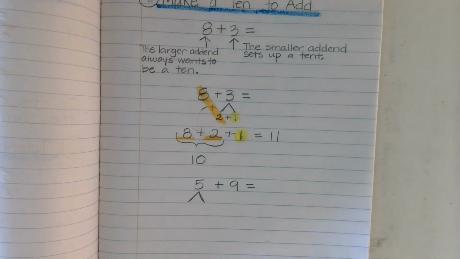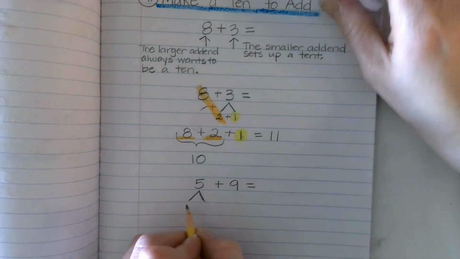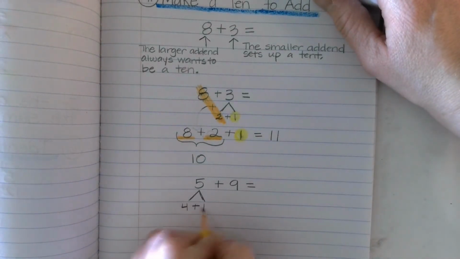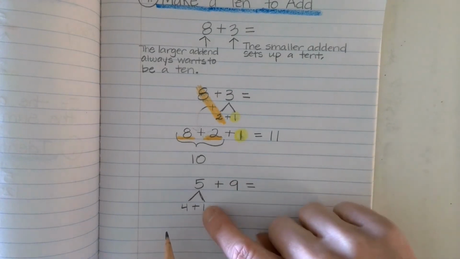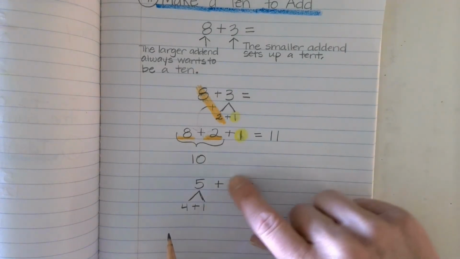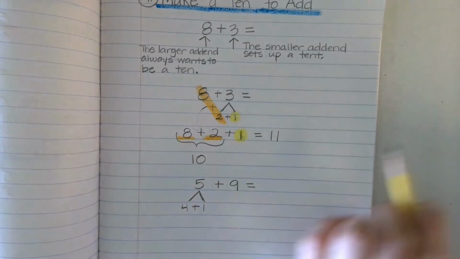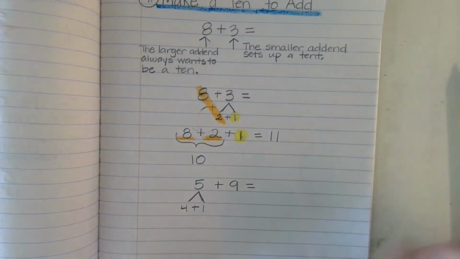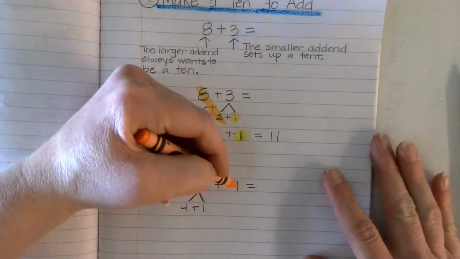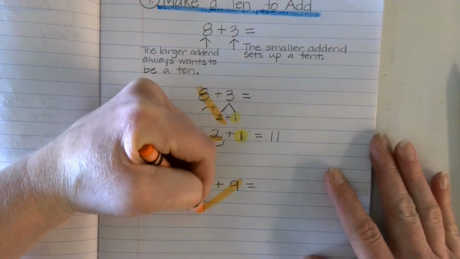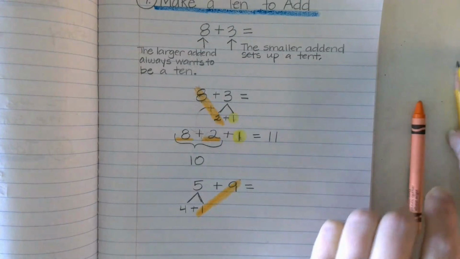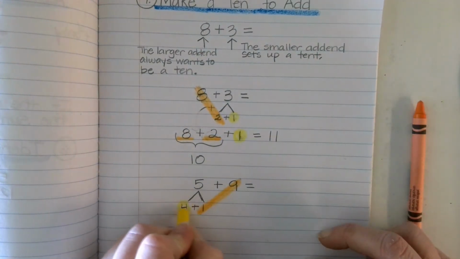4 plus 1. Good. We're going to do 4 plus 1. And she picked 4 plus 1 because we needed a 1 here so that this 9 can become a 10 and he can be happy. So we're going to highlight our 10 combo orange. Highlight our little 4 yellow.